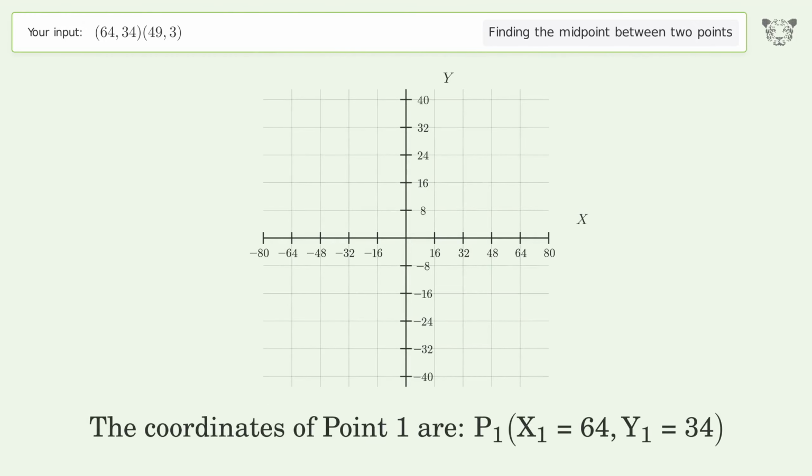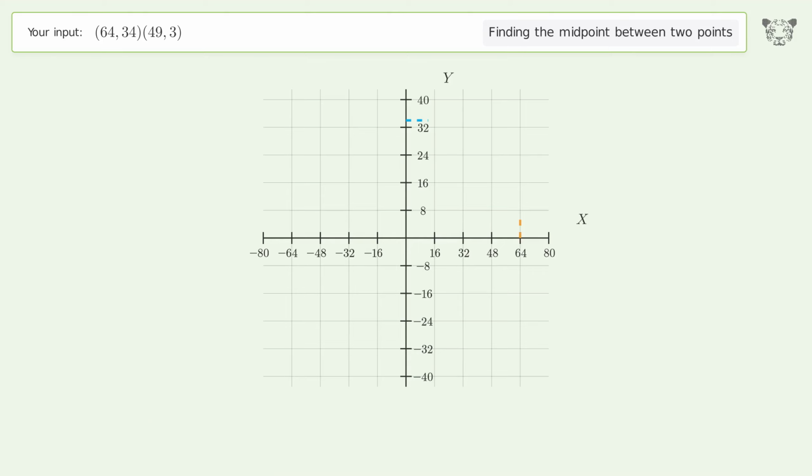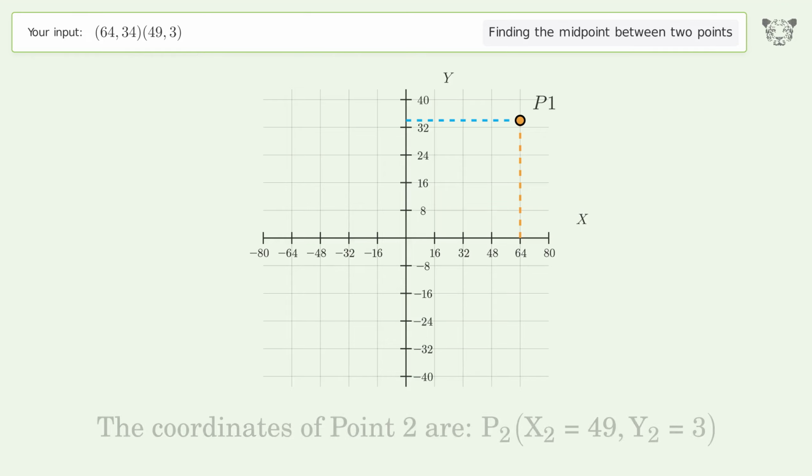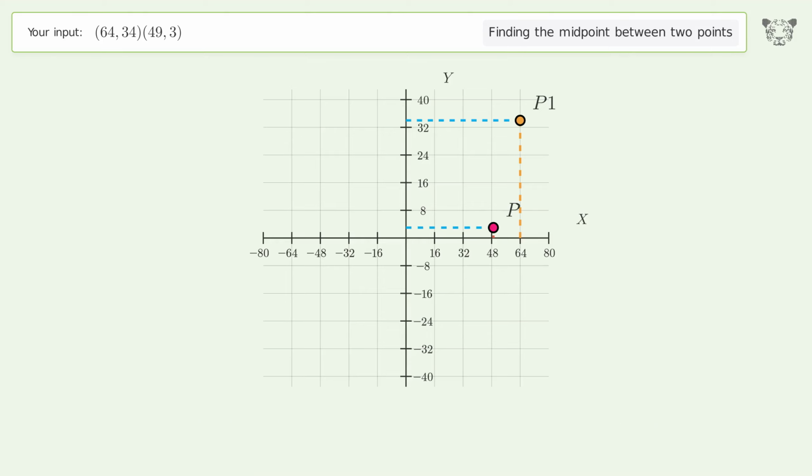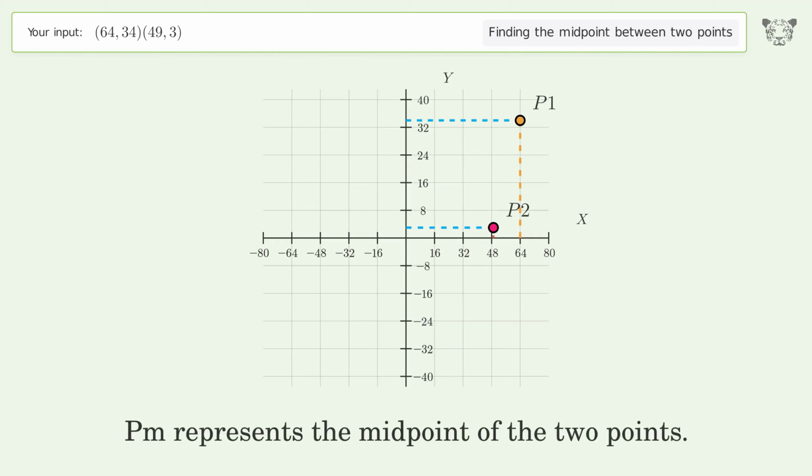The coordinates of point 1 are x1 equals 64, y1 equals 34. The coordinates of point 2 are x2 equals 49, y2 equals 3. PM represents the midpoint of the 2 points.